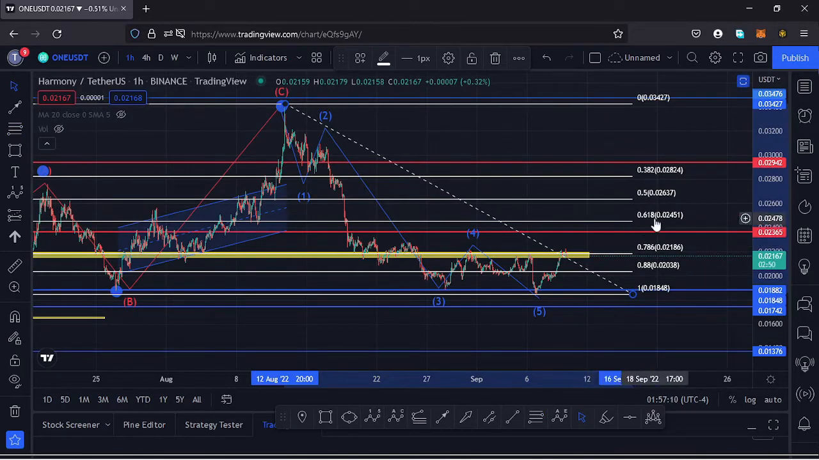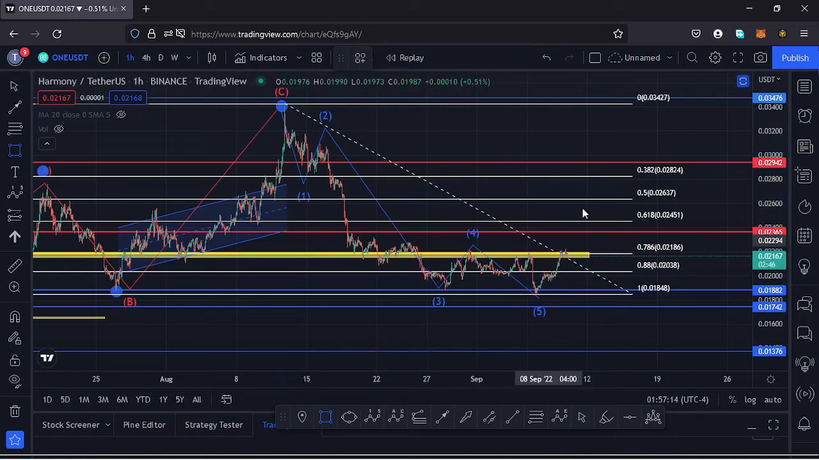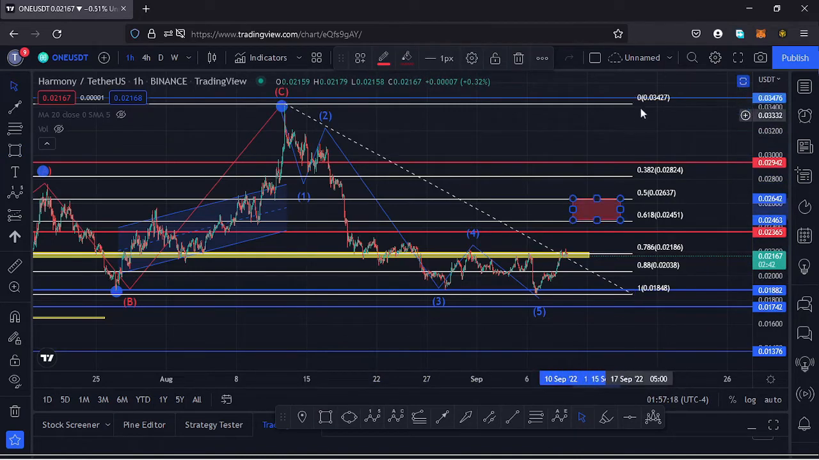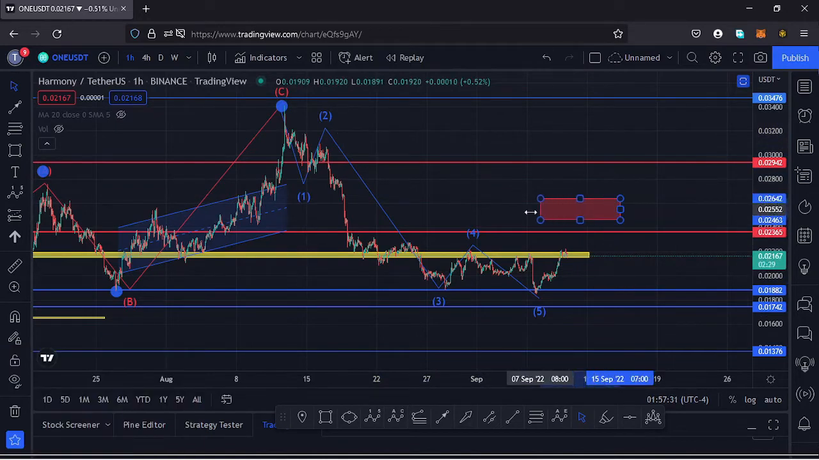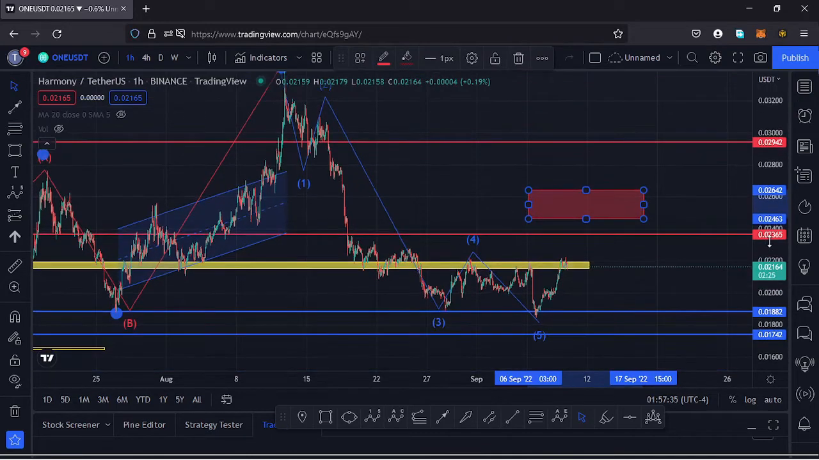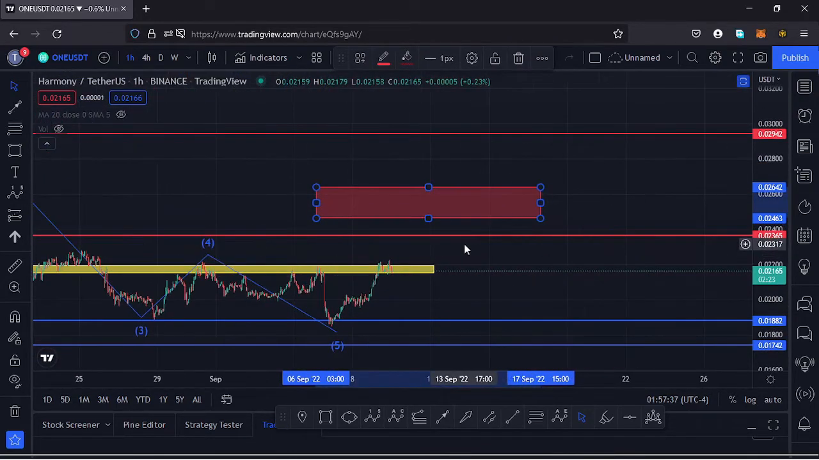So I'm expecting a bit of a bounce here on the Harmony One chart, and that should take us between the fib level 0.5 and the fib level 0.618, and that is between the $0.026 mark and the $0.02451 mark. That is within this red target area that I have drawn out here on this chart, and that gives me the key scenarios that I expect to play out here.